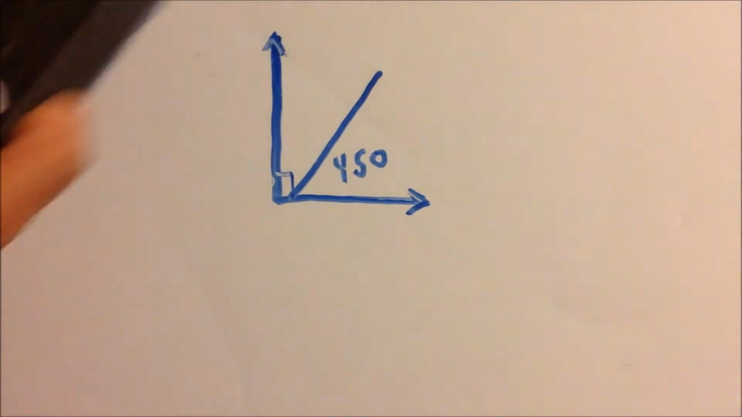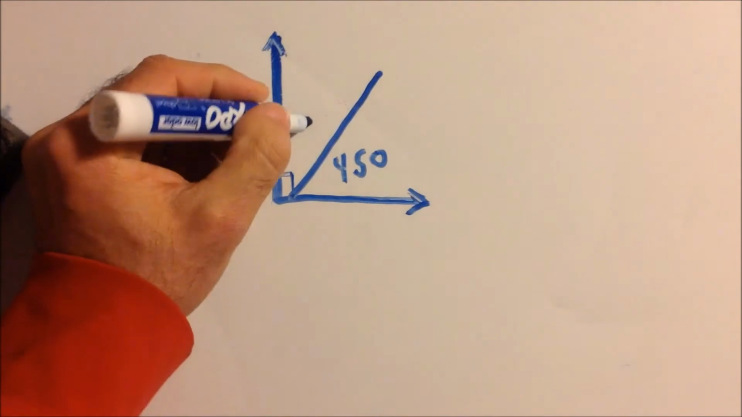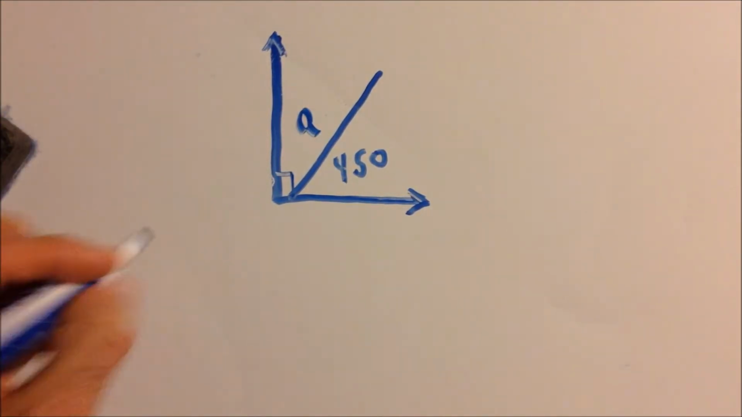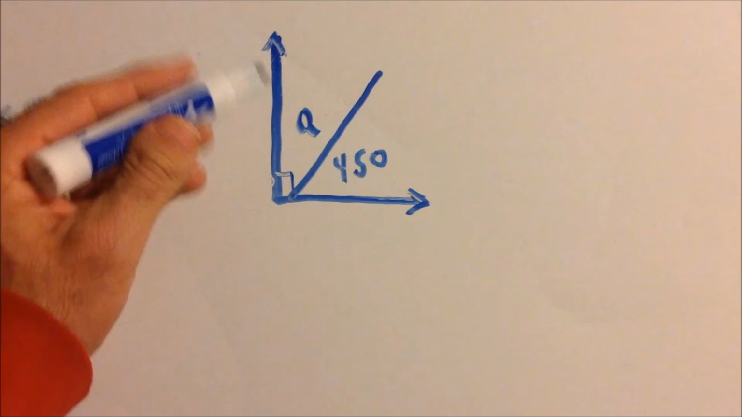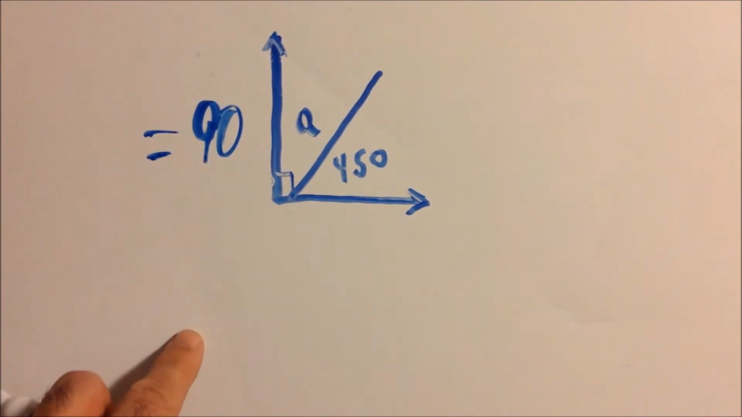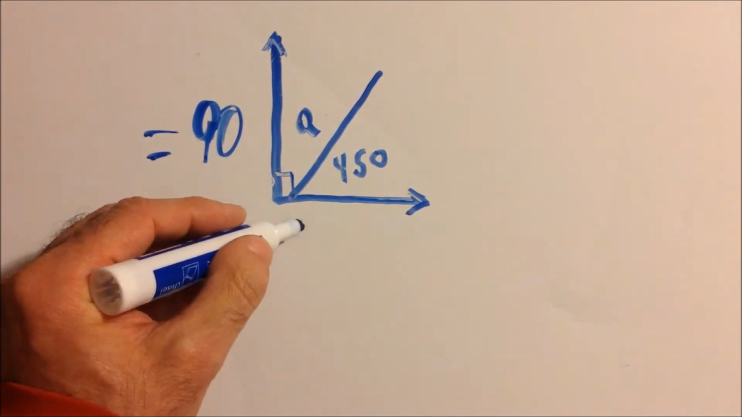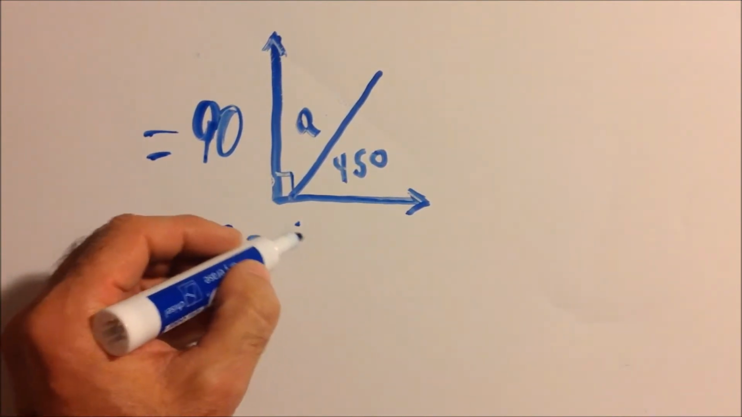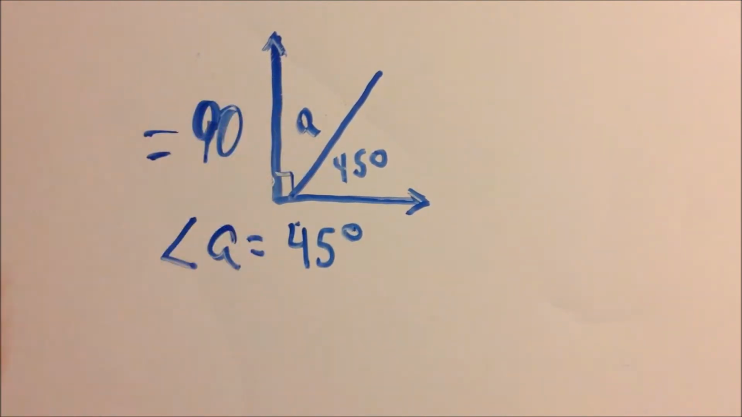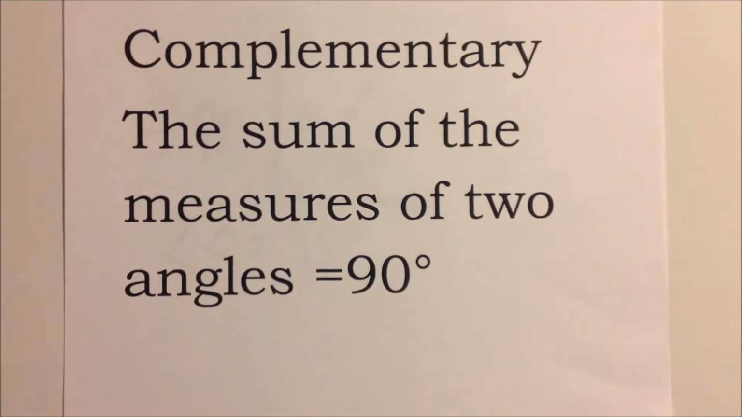If I asked a question, let's say you didn't see that, and I said, what will make this angle A complementary to 45 degrees? Well, they won't be complementary unless they equal 90 degrees, and 45 plus 45 is 90. So the measure of angle A will have to equal 45 degrees, and then they'll complement each other. Again, complementary means the sum of the measures of two angles equals 90 degrees. Another definition is supplementary.